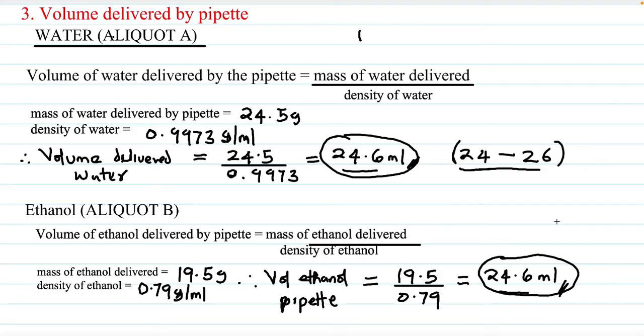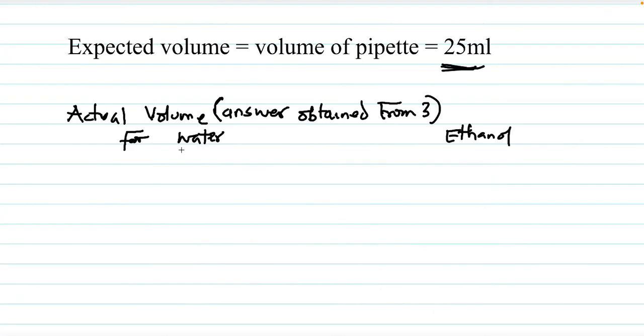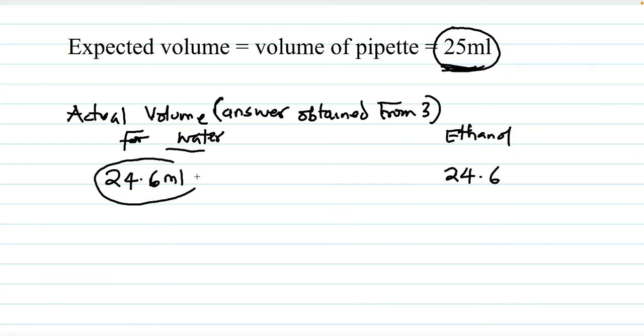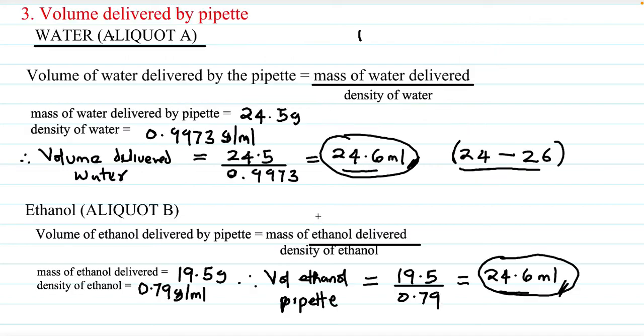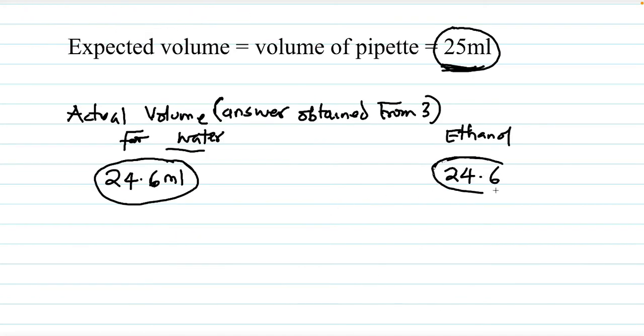But for those persons that may want to say, what if I don't want to write the approximate value? The real value for this guy is the answer we're going to get from number 3 when we solve for water and when we solve for alcohol. So the actual volume for water, from our calculation in number 3, we got 24.6, and then we got 24.6 as well for ethanol. So expected volume is the volume of the pipette, which is 25 mL. The actual volume for water is 24.6, the one we got from number 3 calculation. That of ethanol is also this.